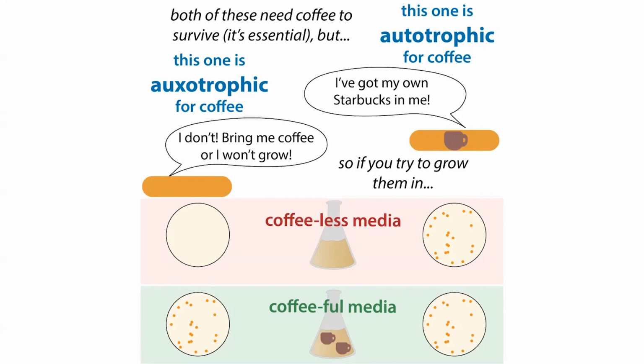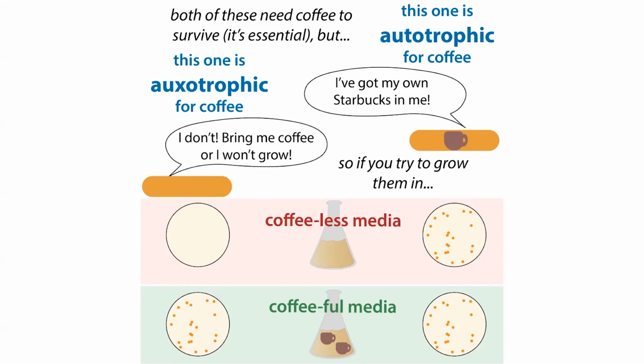Something that the bacteria can make themselves, we say that they're prototrophic for. And something that the bacteria can't make themselves, but they need, we say that they're auxotrophic. So basically, imagine you had these bacteria that need coffee to survive. So it's essential for them.